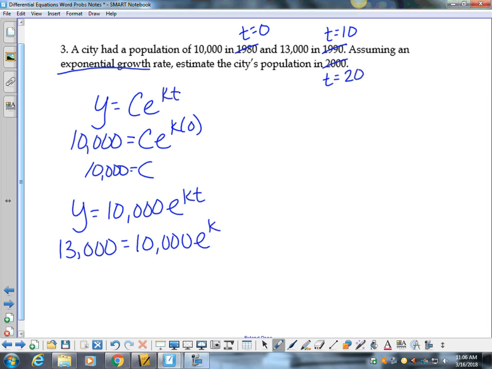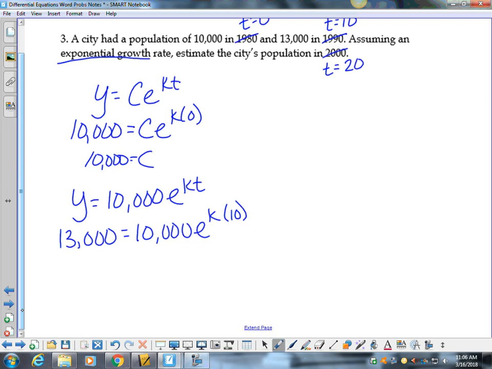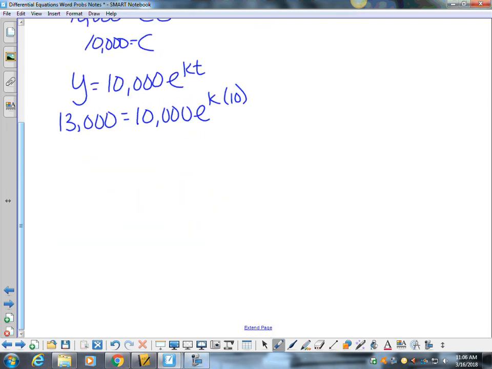And do I plug in a 1990? It's going to give you a set of data that you can plug in to find your K. All right, divide that over. I'm going to leave it as 13 over 10. It's just cleaner.